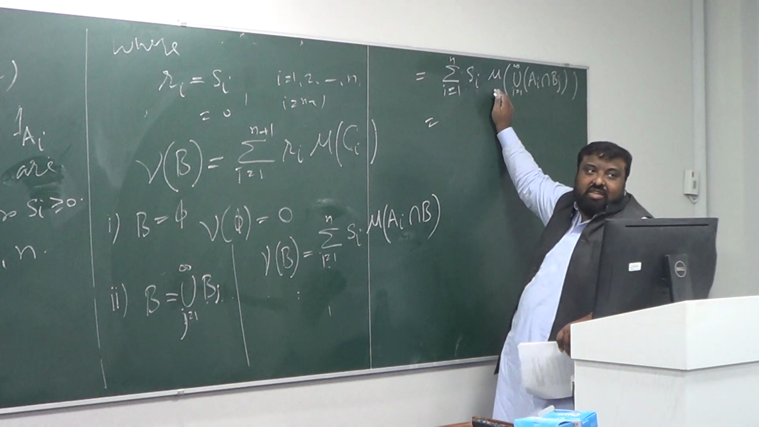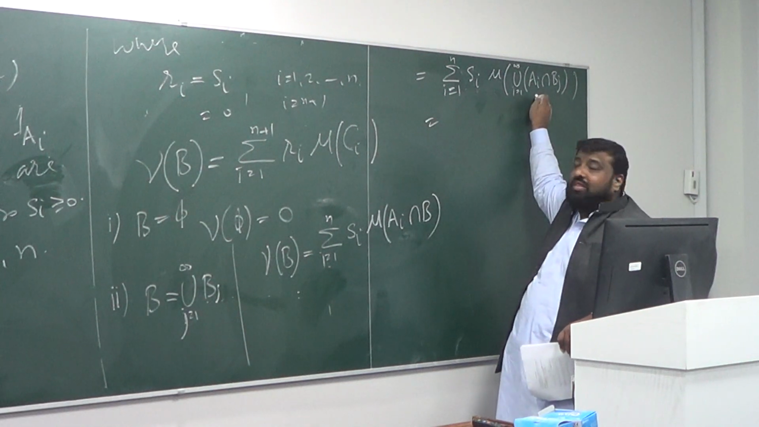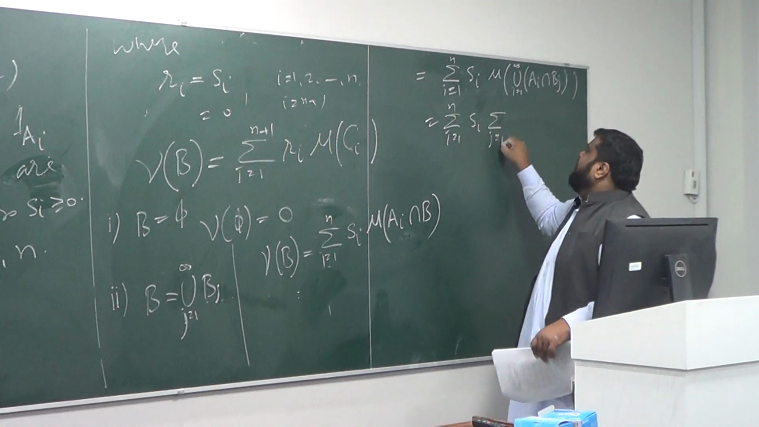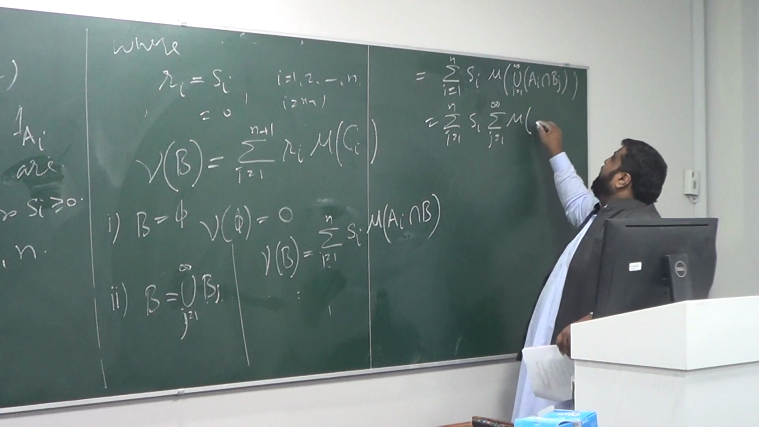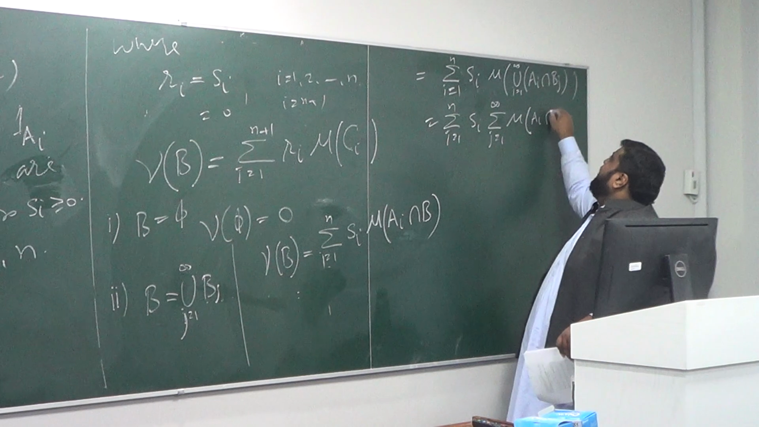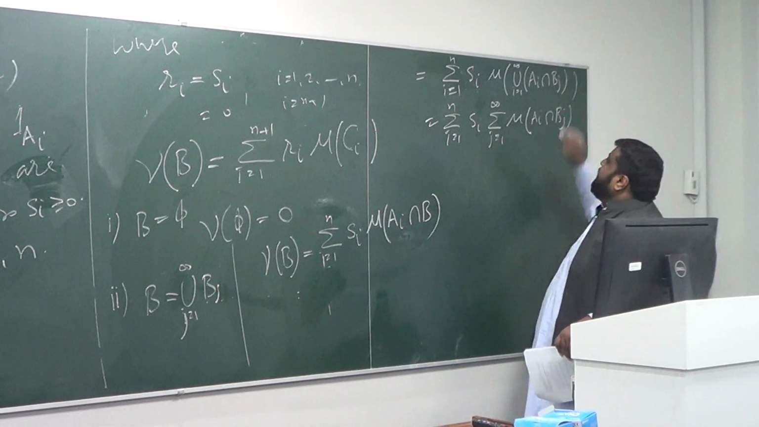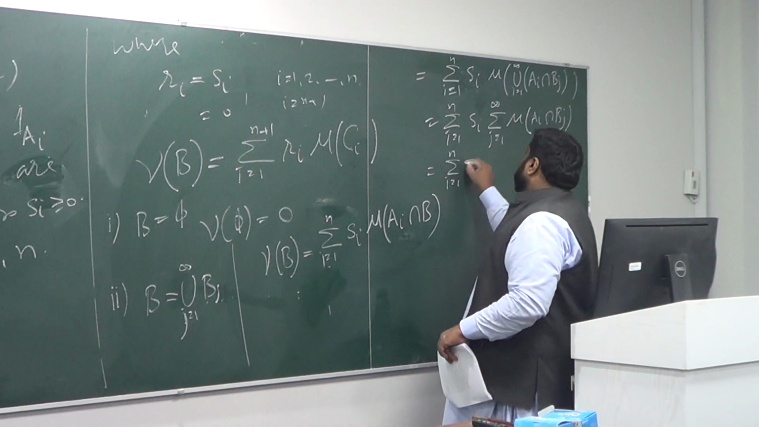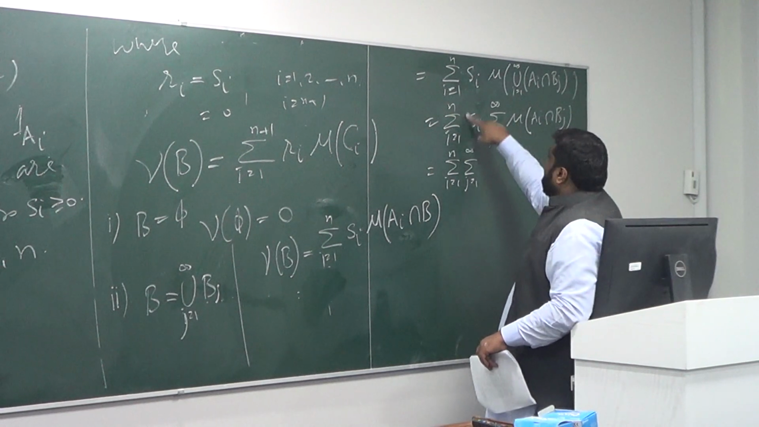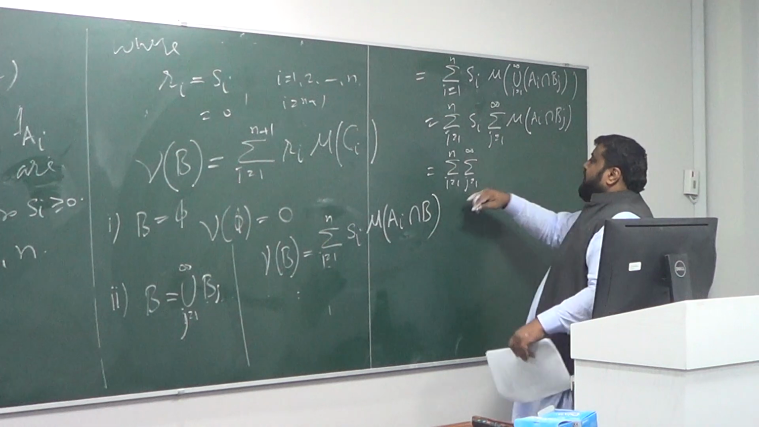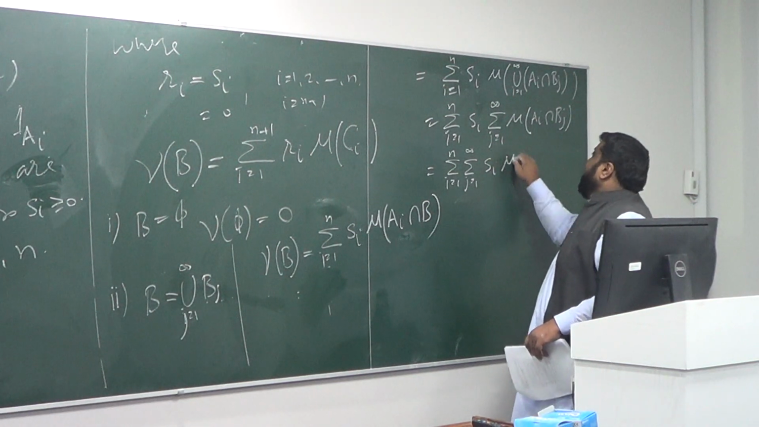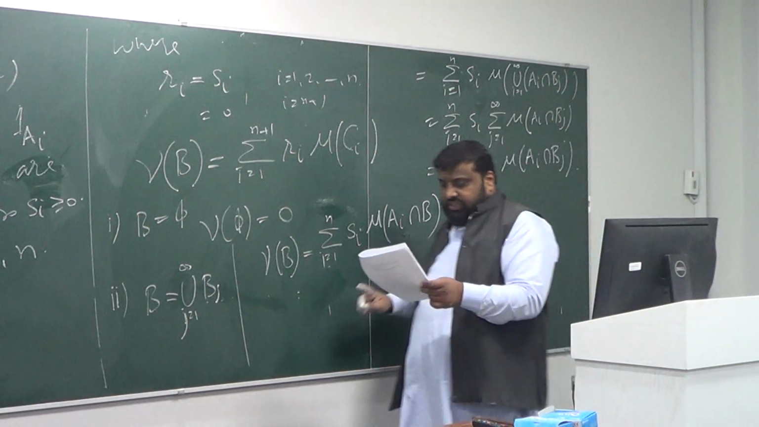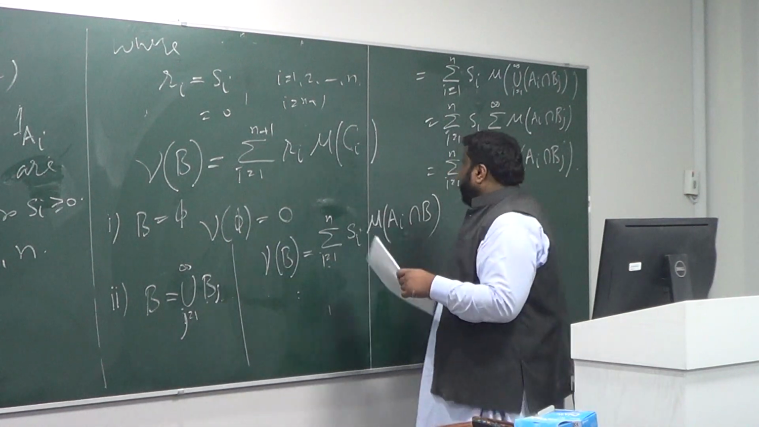Now mu is additive on disjoint sets. So this will be the sum over i equal to 1 to n of s_i, and you're going to have the sum over j equal to 1 to infinity of mu of A_i intersection B_j. Agreed? Then I can take this number and multiply it with each term, so that I have s_i mu of A_i intersection B_j.